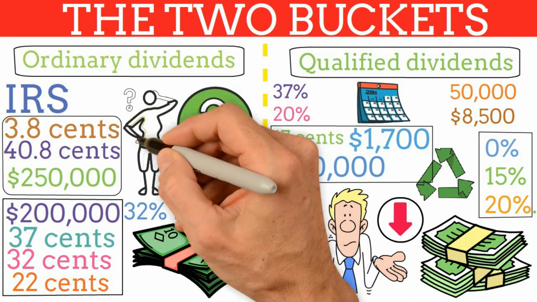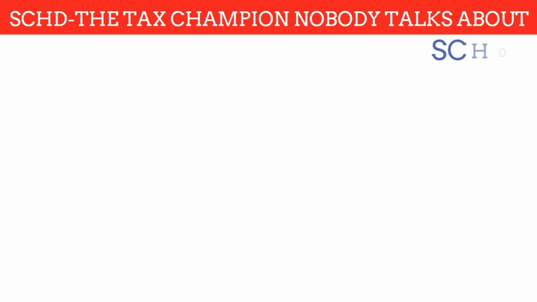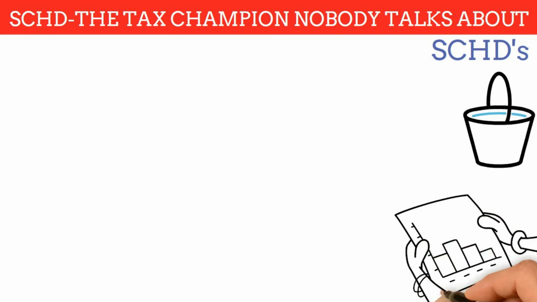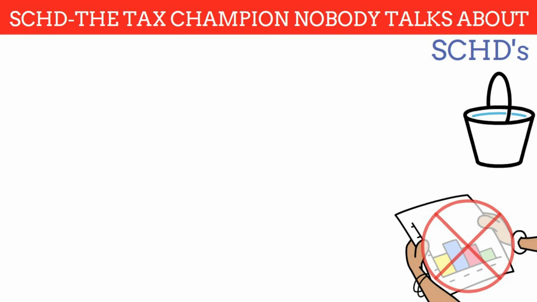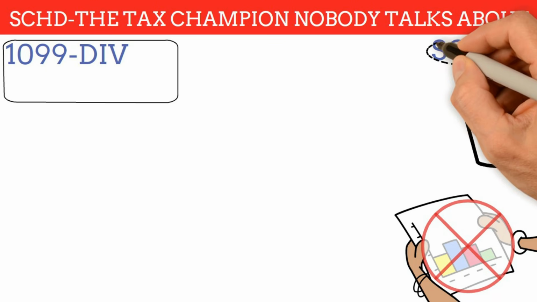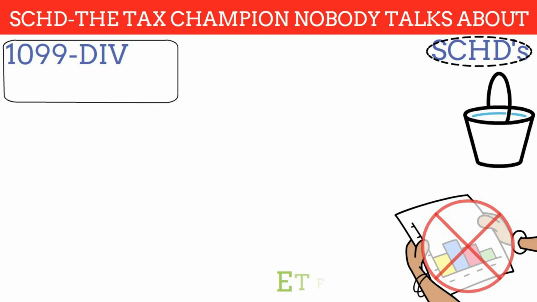Which bucket are your dividends landing in? Historically, nearly all of SCHD's dividends have landed in Bucket 2, taxed at the lowest possible rates, not your regular income rate. Check your 1099-DIV each year, but SCHD's track record on this is one of the strongest in the ETF world.